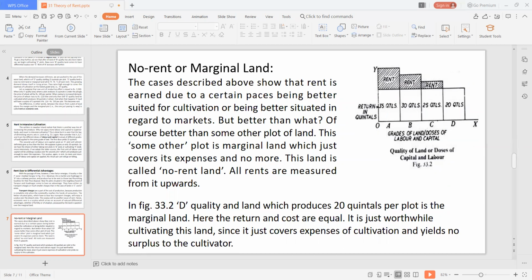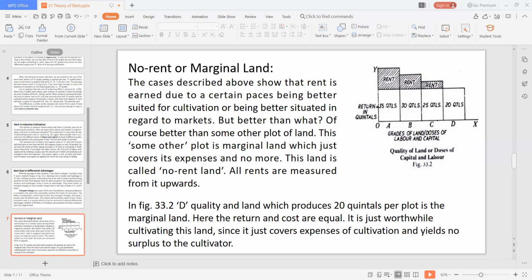Now you can see that particular diagram here. There are four different lands. The cases described above show rent is earned due to certain advantages of better situated cultivation, or being better situated in regard to the market. But better than what? Of course, better than some other plot of land. This some other is the keyword, that marginal plot of land which just covers its expenses and no more. Because the fourth type, D type of land, is covering only the expenses, not the excess. So this land is called no rent land.